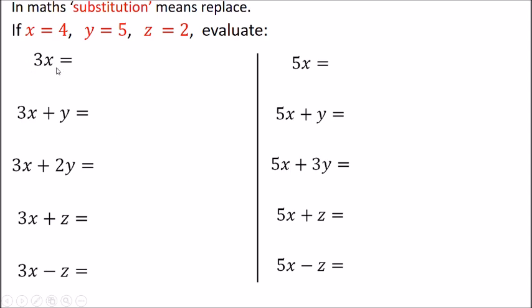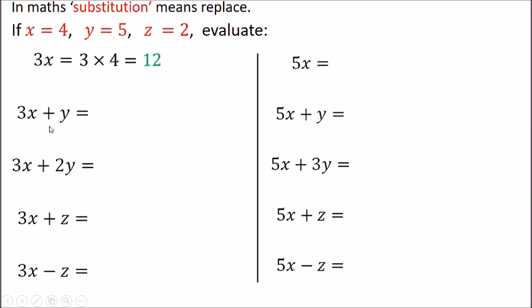What do I know about x? I'm told in the question that x is equal to 4. So really, this question means 3 lots of 4, because I'm replacing that x for the 4. So 3 times 4 gives me 12, and that is my answer. I have evaluated that expression.